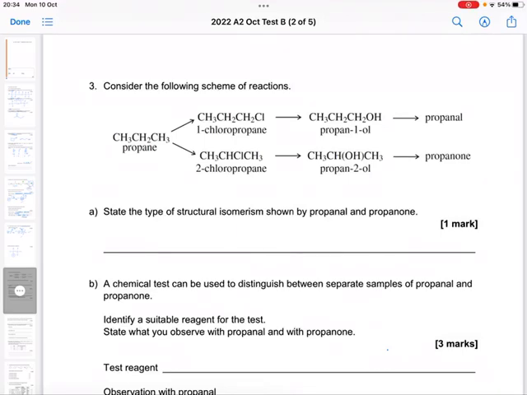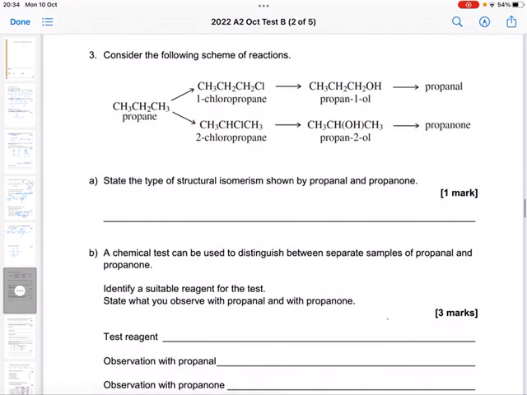So the following scheme of reactions: state the type of structural isomerism shown by propanal and propanone. So that one's fairly straightforward. That's going to be functional group isomerism. And then identify a chemical test that can be used to distinguish between samples of propanal and propanone.